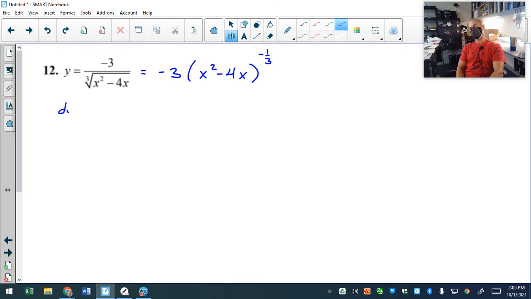So my derivative would be, bring down the negative 1/3 times negative 3 is 1, which you don't need to write, but I'm gonna. We leave the inside alone, x squared minus 4x. Subtract 1. Negative 1/3 minus 1 is negative 4/3. Then we will multiply by the derivative of the inside, 2x minus 4. You can leave it like that.